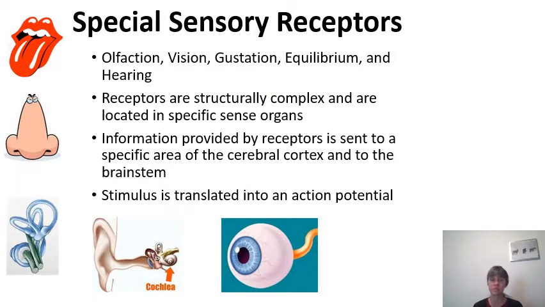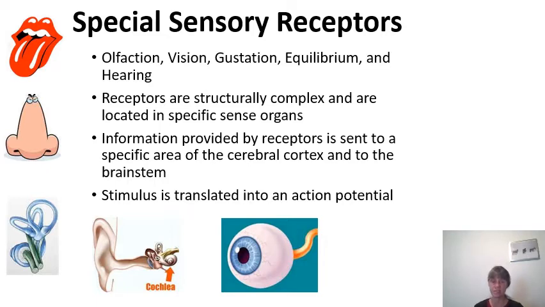This will take us to special sensory receptors, which include olfaction, which is the process of smell, vision, which is the process of sight, gustation is tasting, equilibrium is balance, and hearing. The receptors of special sense organs are very structurally complex and are located in specific special sensory organs like the tongue, the nose, the inner ear, and the eye.